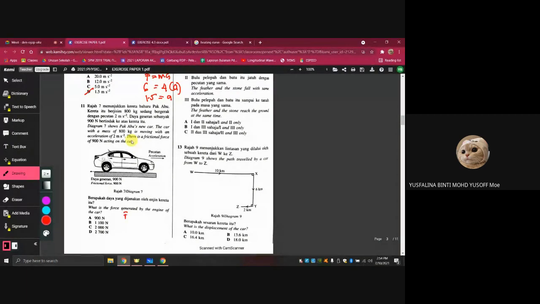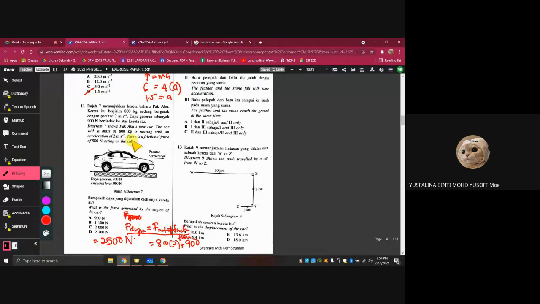So if you want to find the force of the engine here, it should be F net plus frictional force. Okay, and m a is 800, acceleration is 2, and frictional force is 900 Newton. So we get 2,500 Newton. So this is actually the general equation.